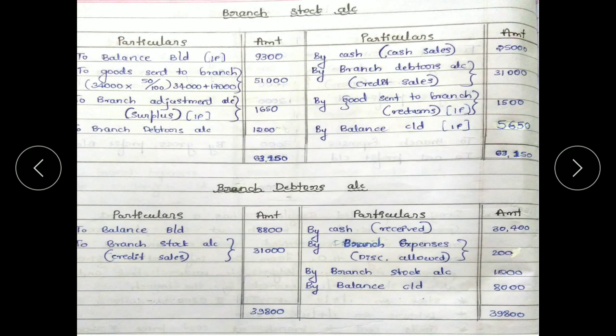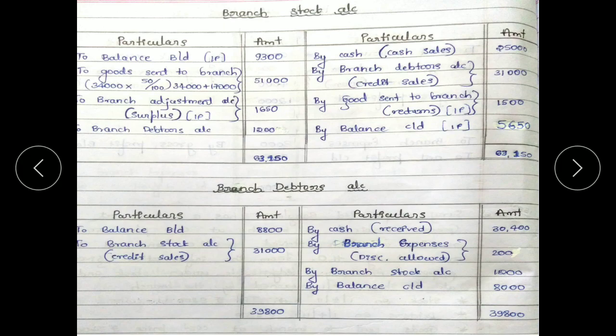First, we'll prepare branch stock account. So in branch stock account, debit side, we record all the transactions wherein goods are received by the branch. Credit side, we record transactions wherein goods are going out of the branch. So the first item on debit side, to balance brought down, that is opening stock value given in the question. It is recorded at invoice price.